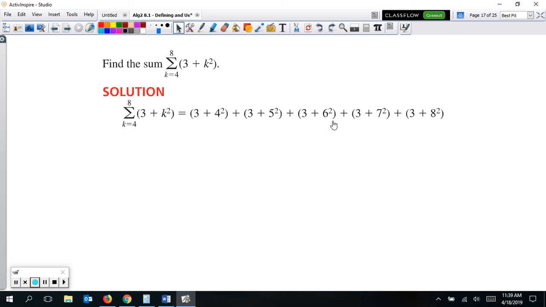So there's 4, 5, 6, 7, 8 going in for the letter k. They're going to square it and then add 3 to those. And they get these numbers now, 19, 28, 39, 52, and 67. They're just going to add all those numbers up, those 5 numbers, and get the answer is 205. So find the sum of this. The sum is 205.